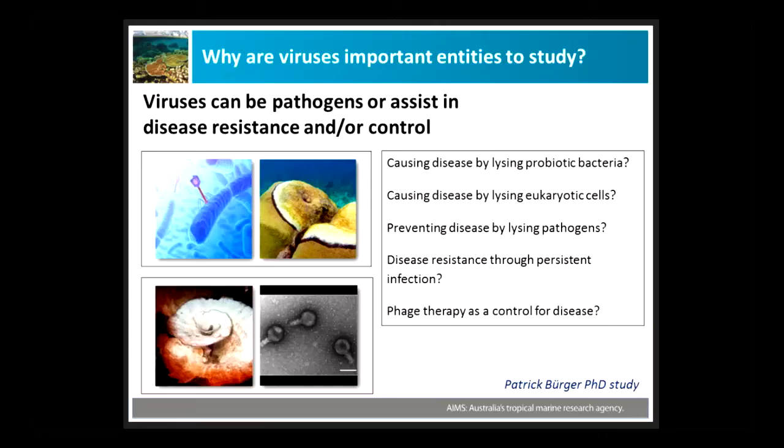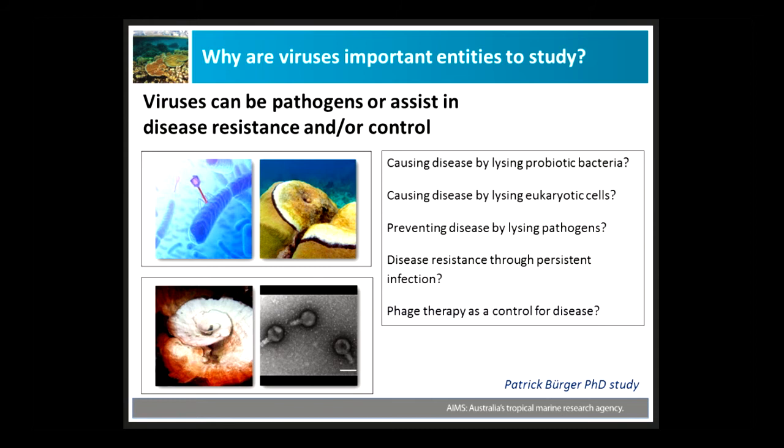Of course, as I mentioned before, viruses can be pathogens, but they can also sometimes assist in disease resistance or the control of disease. And this is a topic of one of our PhD students, Patrick Berger. So viruses can cause disease by lysing probiotic bacteria, the bacteria that are good for you, or by lysing the eukaryotic cells, the host cells. But they can also prevent the disease by causing lysis of pathogenic bacteria. As I just described, persistent viral infections can sometimes protect an organism from infection by other viruses, what we call lysogenic conversion, just by changing gene expression levels in the host genome. And finally, it is possible in some instances to use phage therapy to control disease.